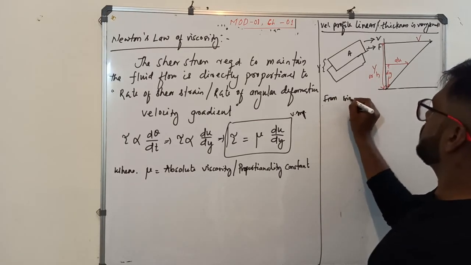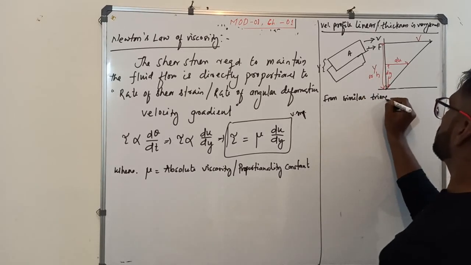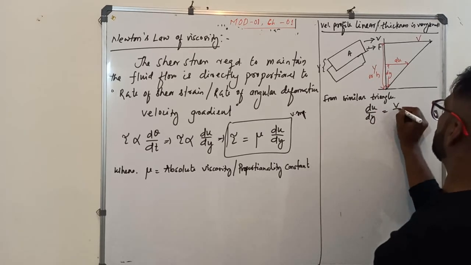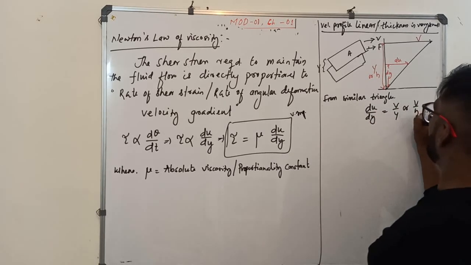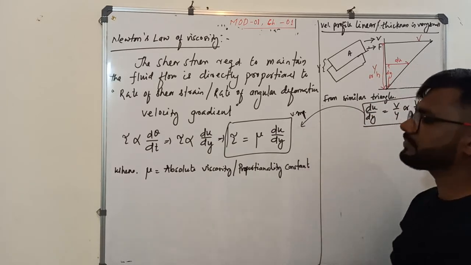From similar triangles, you will get du by dy is equal to v by y, or v by h. Write down whatever you need to write. Okay, put these things here.